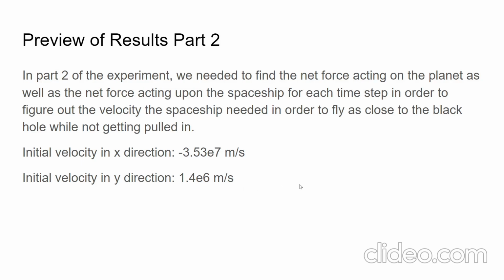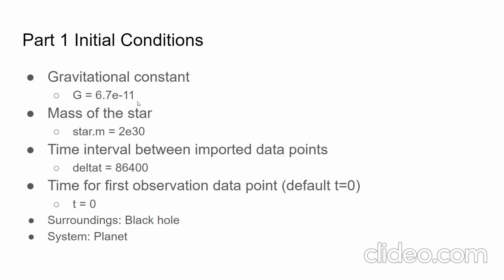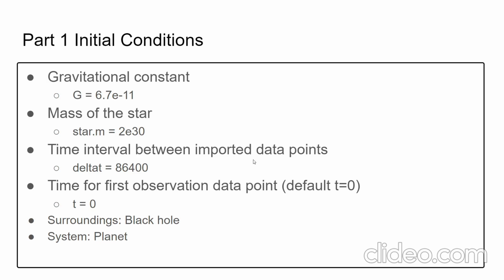For part 1's initial conditions, the gravitational constant G equals 6.7 times 10 to the negative 11th power, the mass of the star is 2 times 10 to the 30th power, the time interval between important data points is delta t equal to 86,400 seconds, and the time for the first observation data point is t equals 0, with the surroundings being the black hole and the system being the planet.